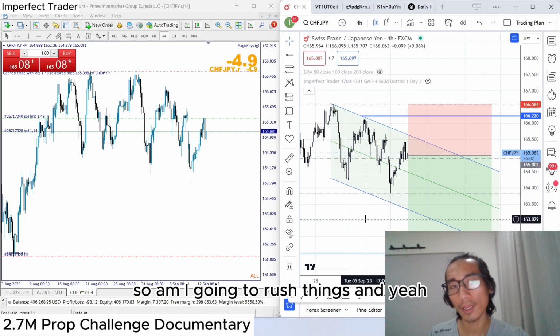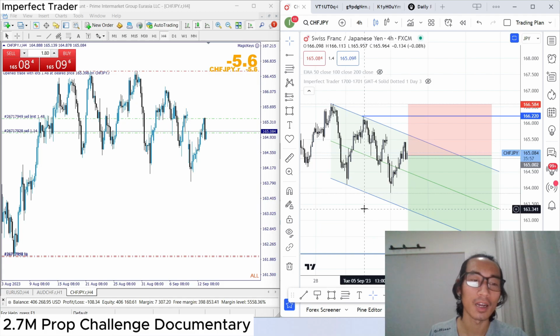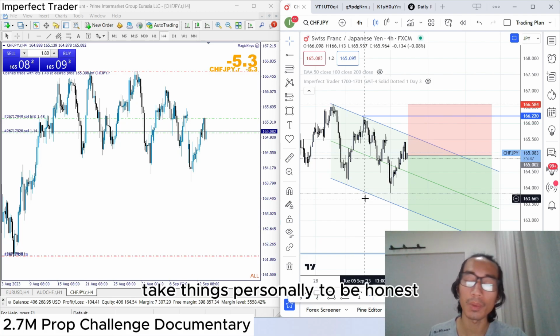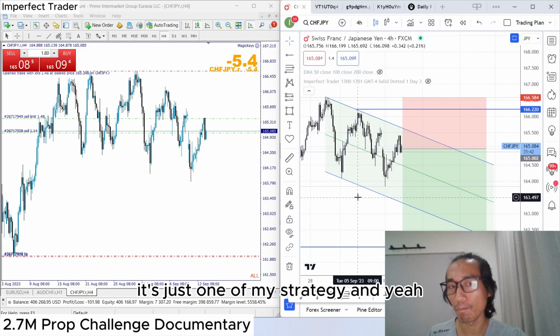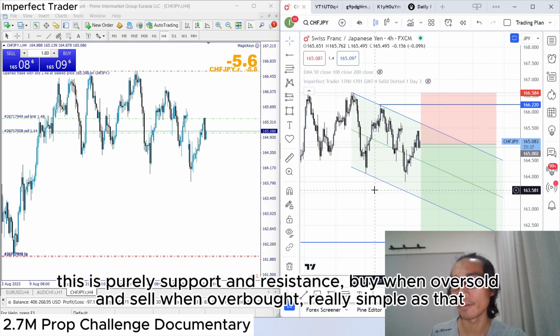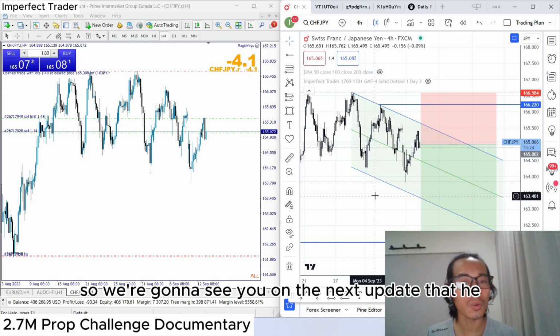So I'm not going to rush. And yeah, there's a different way of trading. There are a lot of ways to trade, as long as you are not emotional and don't take things personally. This is just one of my strategies, and that is not Fibonacci retracement. That is support and resistance: buy when price is oversold, and sell when price is overbought. So we're going to see you on the next update.